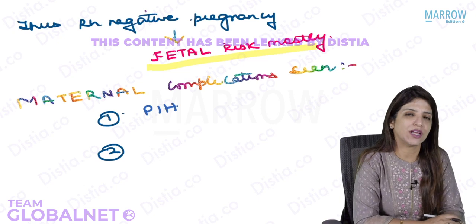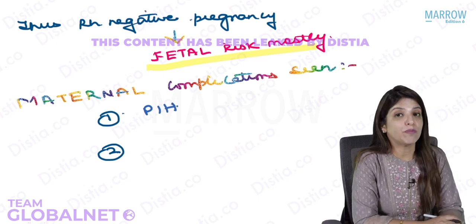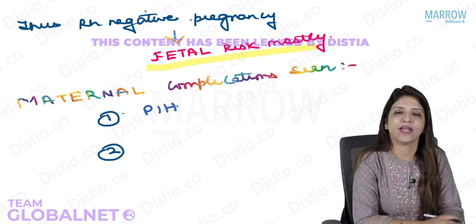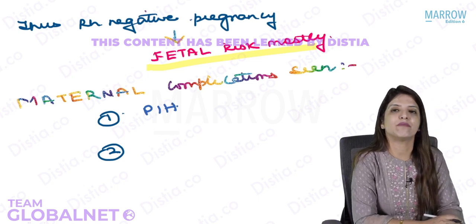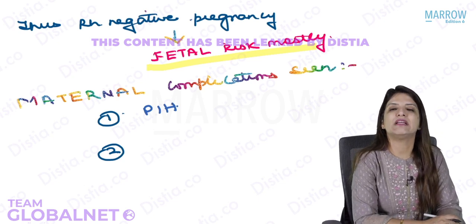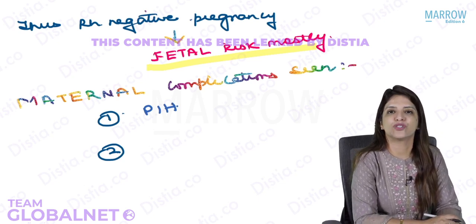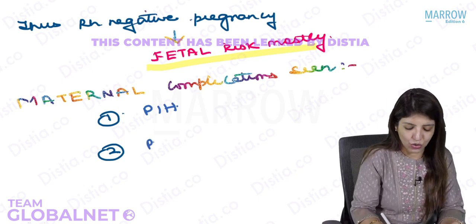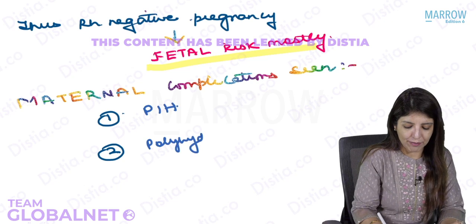Yes. Number two, tell me what other thing? If you remember the video on polyhydramnios, I told you that in Rh negative pregnancy, because the size of the placenta is increasing, there will be an increase in maternal transudation across the placenta, and that is going to lead to polyhydramnios.